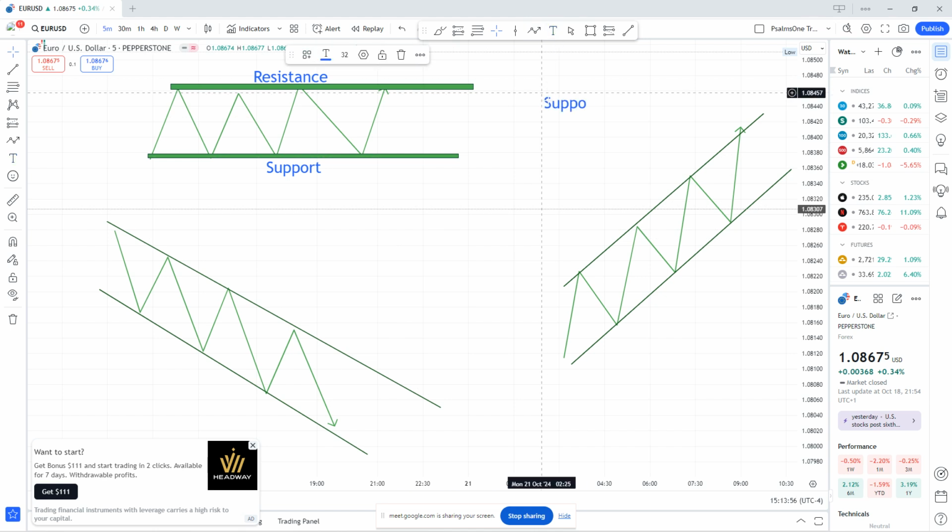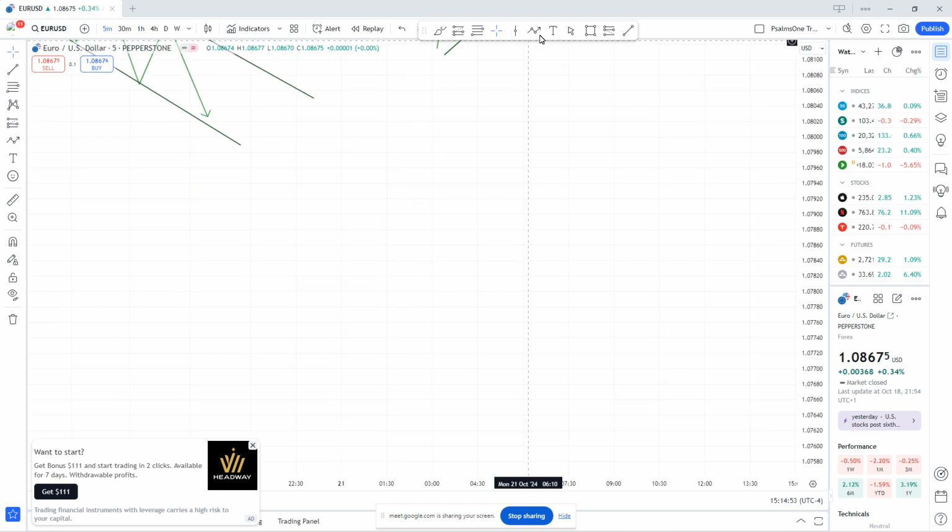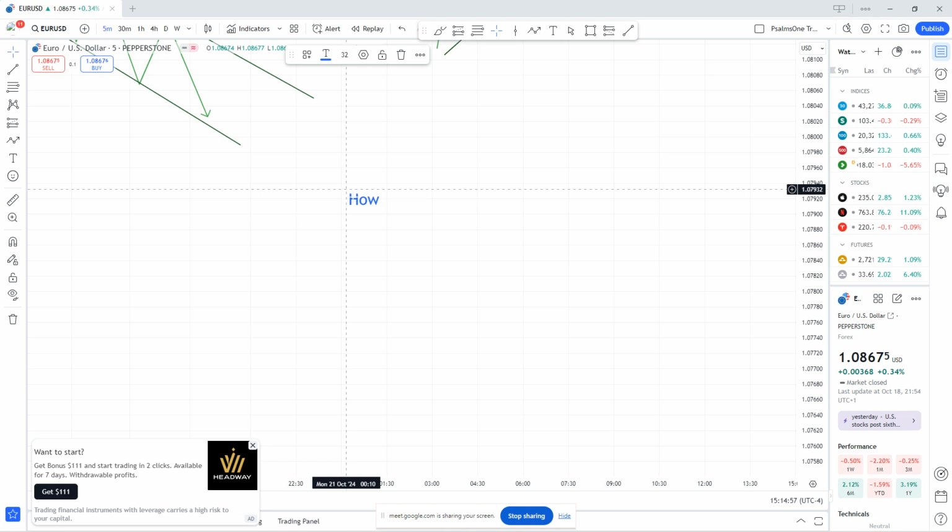Support, resistance... the price line from under... how to draw.